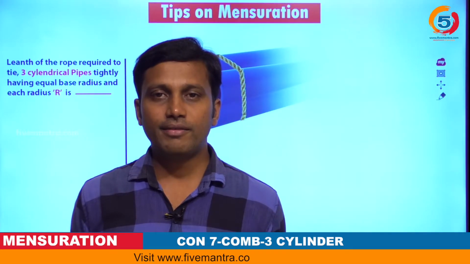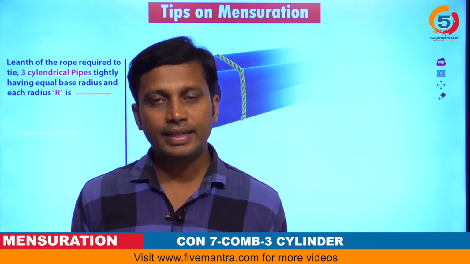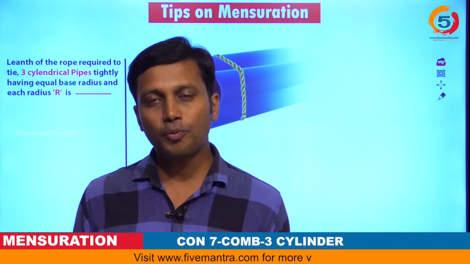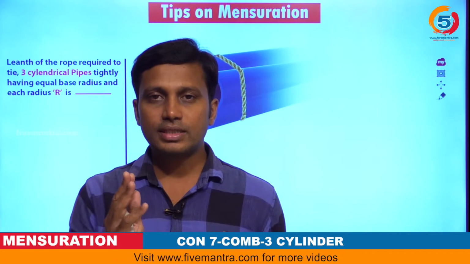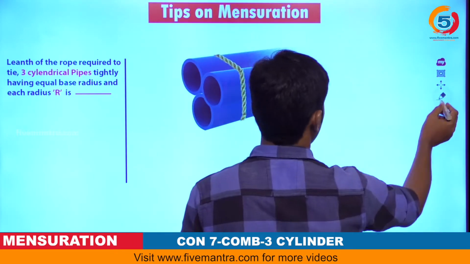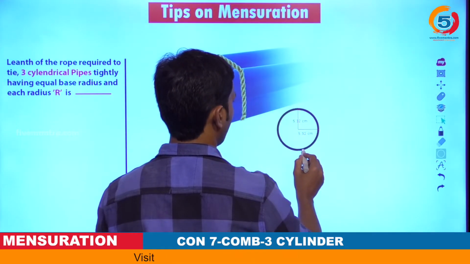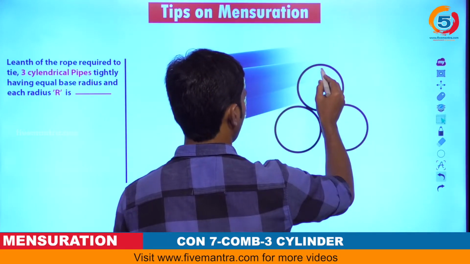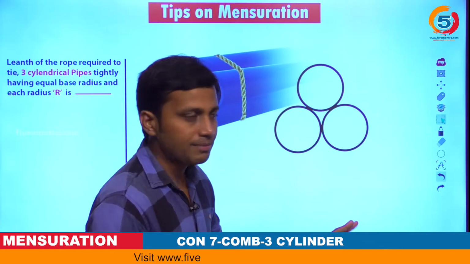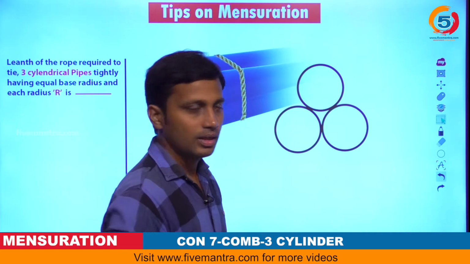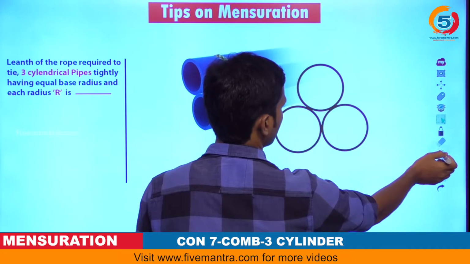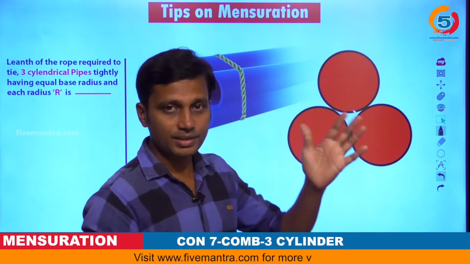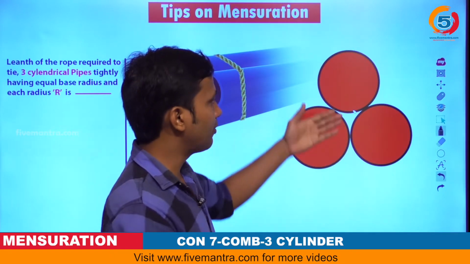So guys, you might have observed how the pipes are tied and what is the shape of the rope which is tied around them along their curved surfaces. Now let us draw the front section diagram of that and observe it. So the three pipes are like this, or not? Okay, now, this is the front section, meaning the bases of the cylindrical pipes in the front view.